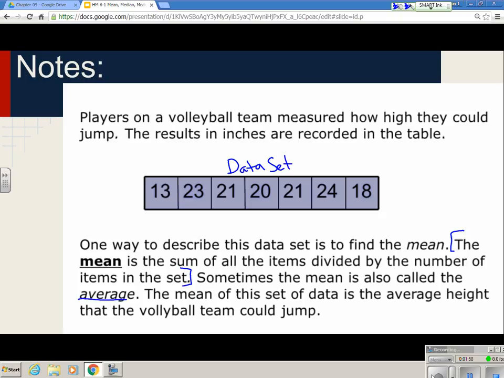So the mean of the set of data that we see here is the average height that the volleyball team could jump. All the individuals have theirs, but what is it as a team? Get down the information I have bracketed before moving on.